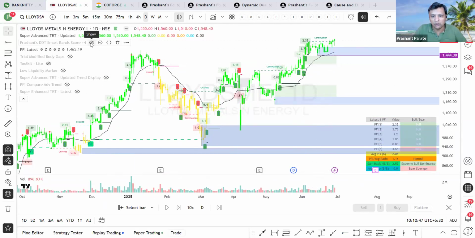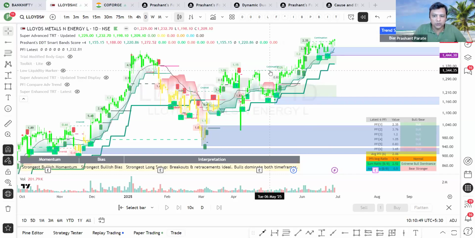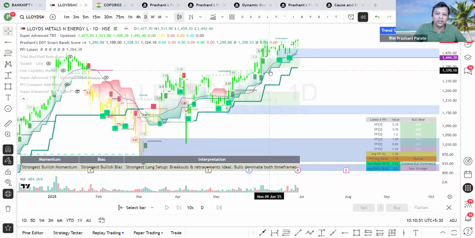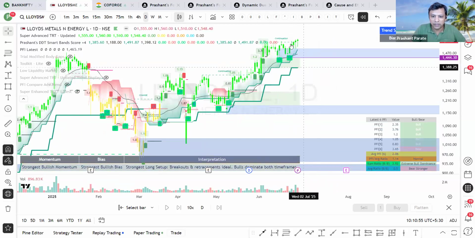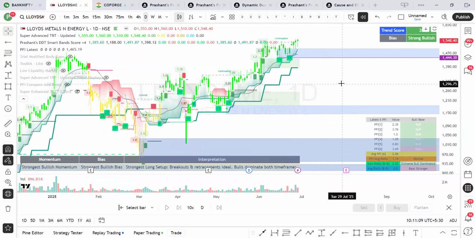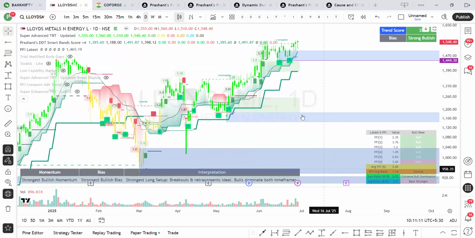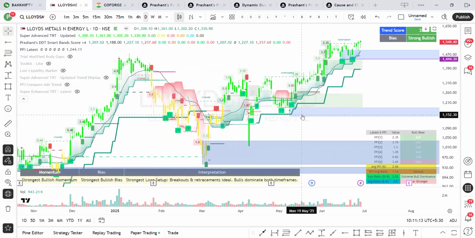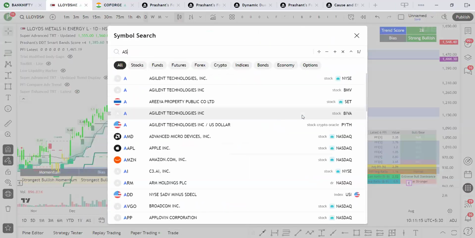or if you want to have a better opportunity and keep holding it for more time, then you can use these DDT smart bands. And when candle closes below that, then you can exit. At that time, both stops will be hit. TRT stop and DDT smart band stop both will get hit, and you can exit at that time. Thank you. Okay, Ashok Leyland.